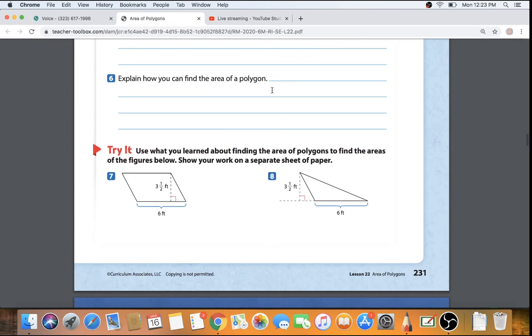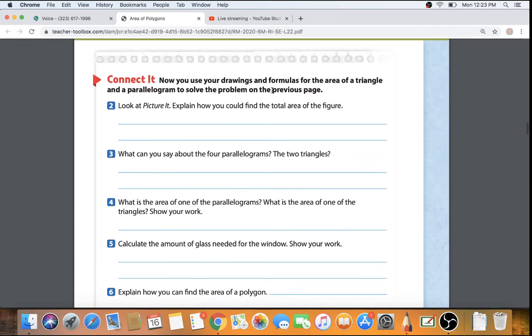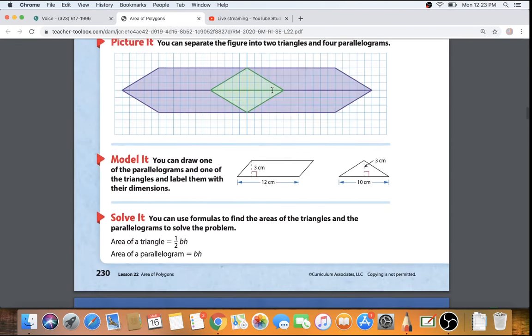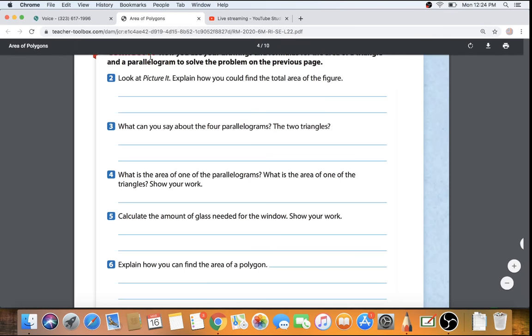Sorry. Now for this one, it's page 231. For this problem, you have to connect it, meaning you have to use the figure on this side to help you explain how you solved it, and how you found your area. Now, part number two says, look at your picture, explain how you could find the total area of the figure.